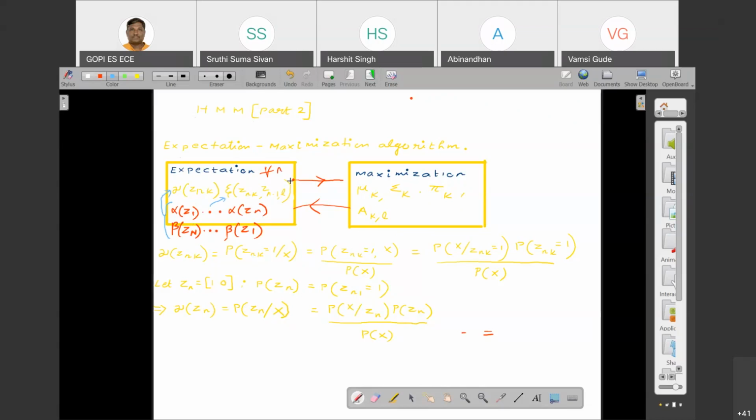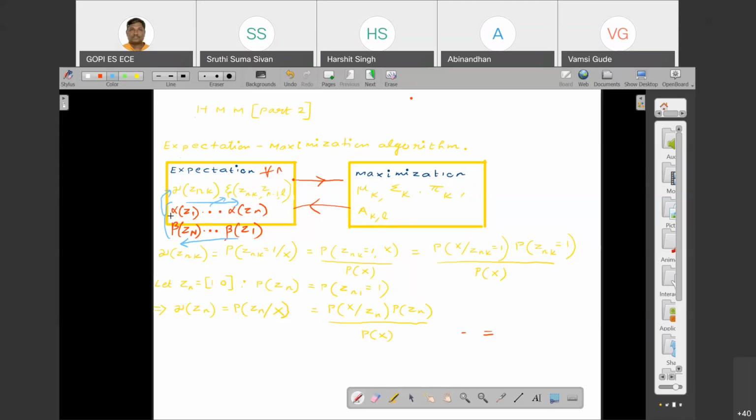Then once again, it goes to this maximization algorithm and then backward, right? For every iteration, we have this forward and then backward. For every iteration, this is the complete work we need to do, right? So we have to get this gamma and zeta for all values of n, and then go for this maximization, get the value of mu k, sigma k, pi k, akl, and then come back to this expectation stage.